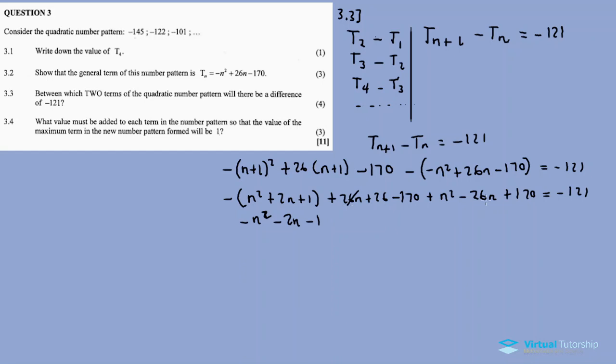Okay, this one cancels, not this one, and then this one is a cancel, not this one. So we have 26, is it? Yeah, 26 and n squared, so n squared plus 26n equal to minus 121. Then this cancels, not this.